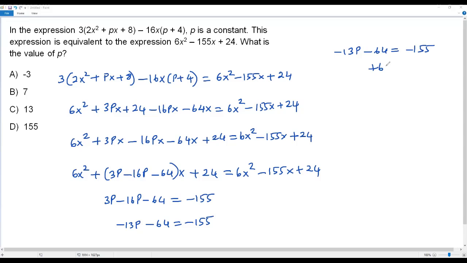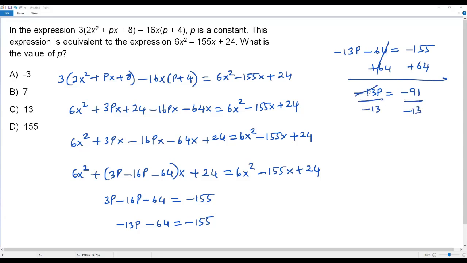Okay, now let me add 64 to both sides. When I add 64 to both sides, negative 64 and positive 64 cancel out, and I get −13p equals, when I combine negative 155 and positive 64, negative 91. Okay, now to solve for p, I have to get rid of this negative 13 which is multiplied by p. So for that I have to divide both sides by negative 13.